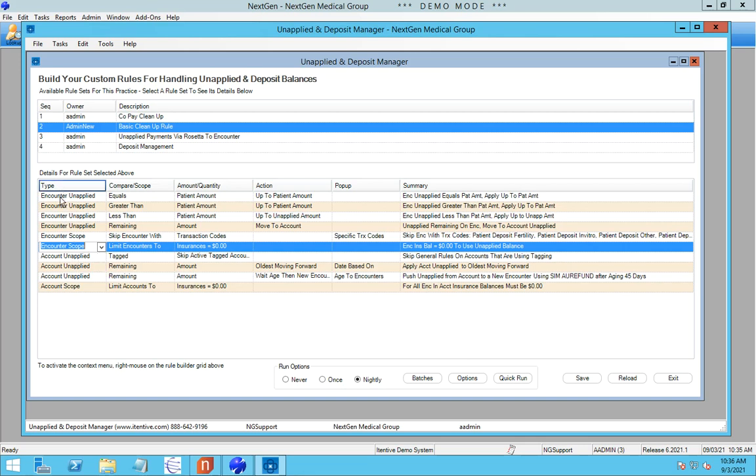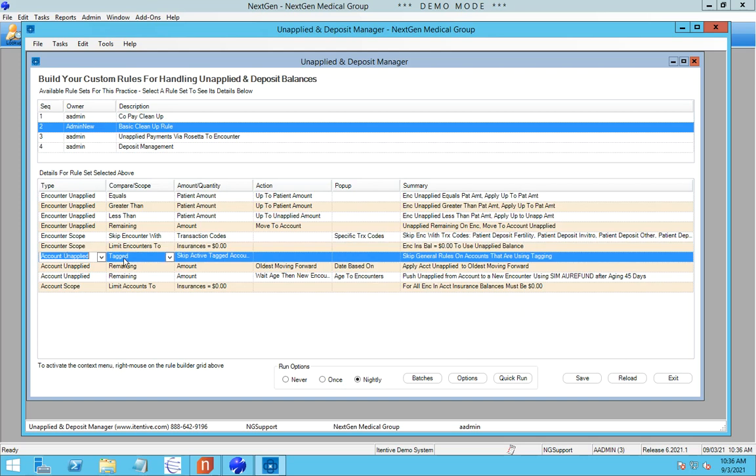So we've talked about the encounter unapplied money and which encounters we're going to go process. Now we're going to talk about the account unapplied money. Maybe this is money that was taken in as account unapplied, or it was money moved up from the encounters. So this first rule again just says any money that we've tagged for deposits, go ahead and skip it for now. Don't process those here because we're going to do that as part of our deposit rules.